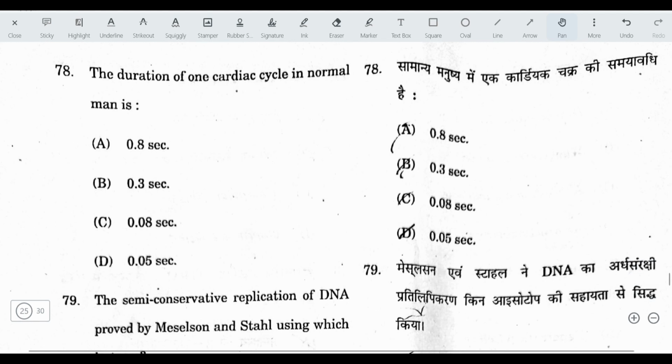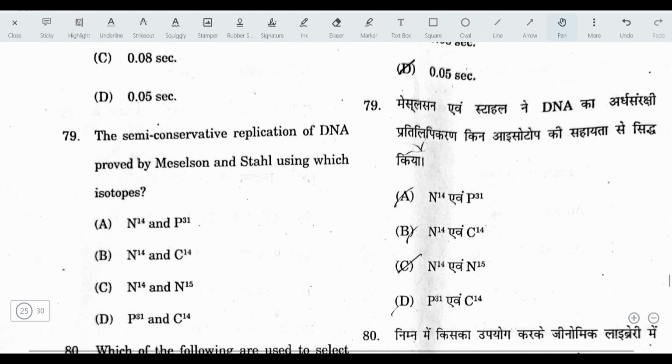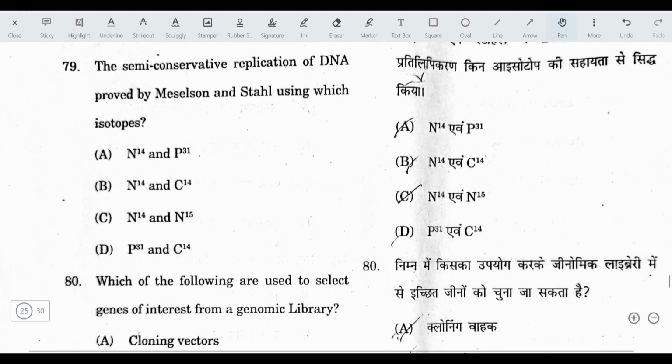Next question: the duration of one cardiac cycle in a normal man is. The answer is 0.8 second. Next question: semi-conservative replication of DNA was proved by Meselson and Stahl using isotopes. The answer here is nitrogen 14 and nitrogen 15 isotopes. They were used to demonstrate semi-conservative replication of DNA.